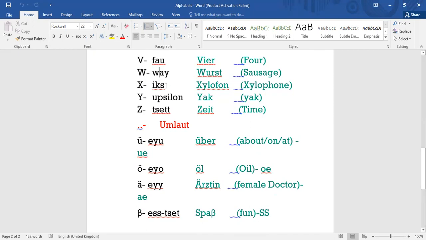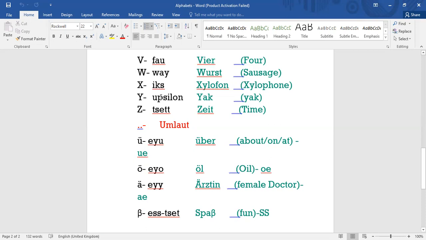X gives the sound of X, similar to English. That is X. So this is xylophone in German, and this is xylophone in English. The pronunciation of Y is U, as you will see in the next one.